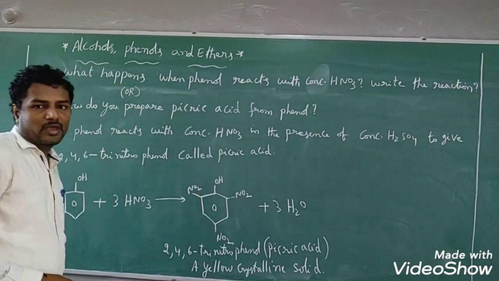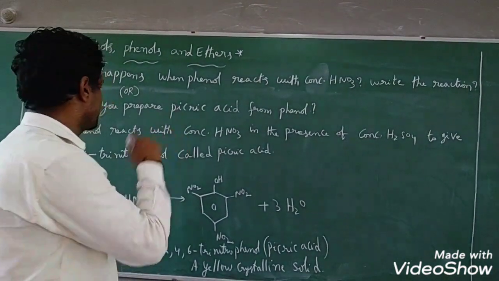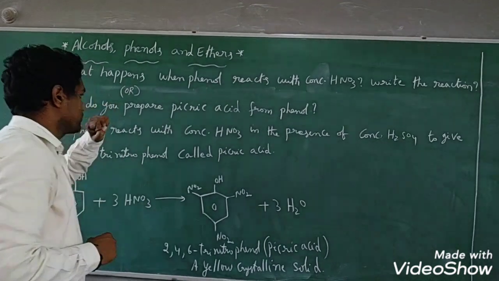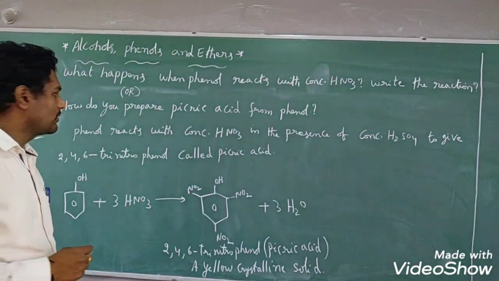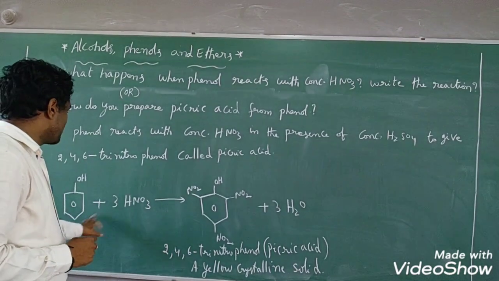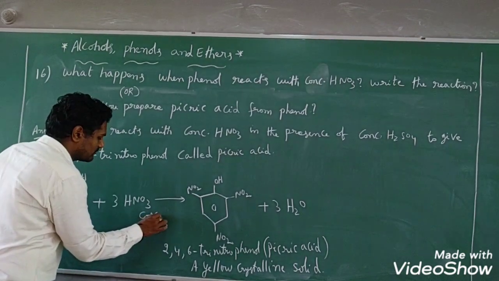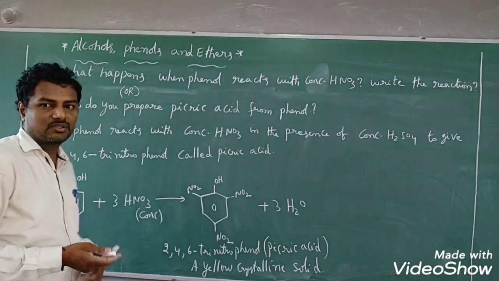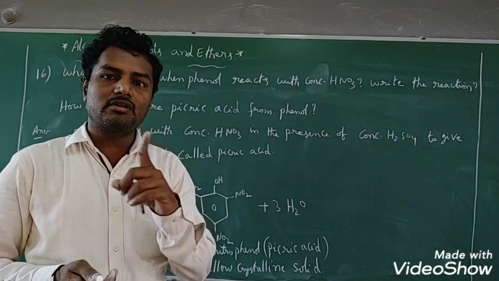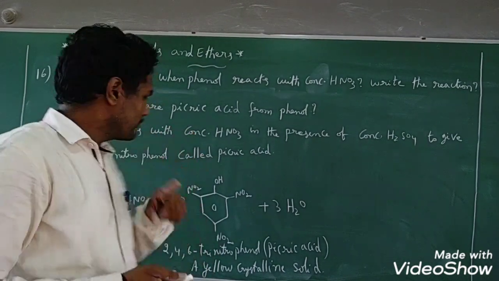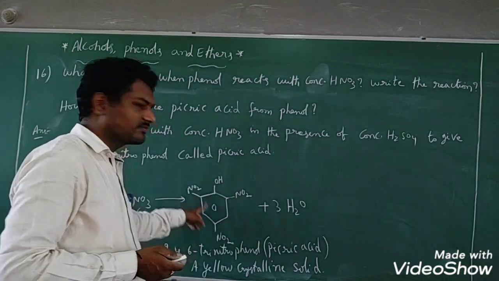What happens when phenol reacts with concentrated HNO3? Write the reaction. Or there is a chance this question is asked in another manner: how do you prepare picric acid from phenol? Now you see, when phenol is treated with concentrated HNO3, this is the product. In the previous question we took dilute HNO3. Dilute HNO3 in the presence of H2SO4 gives only the mono substituted product. If you use concentrated HNO3, then you will get the tri-substituted product like this.